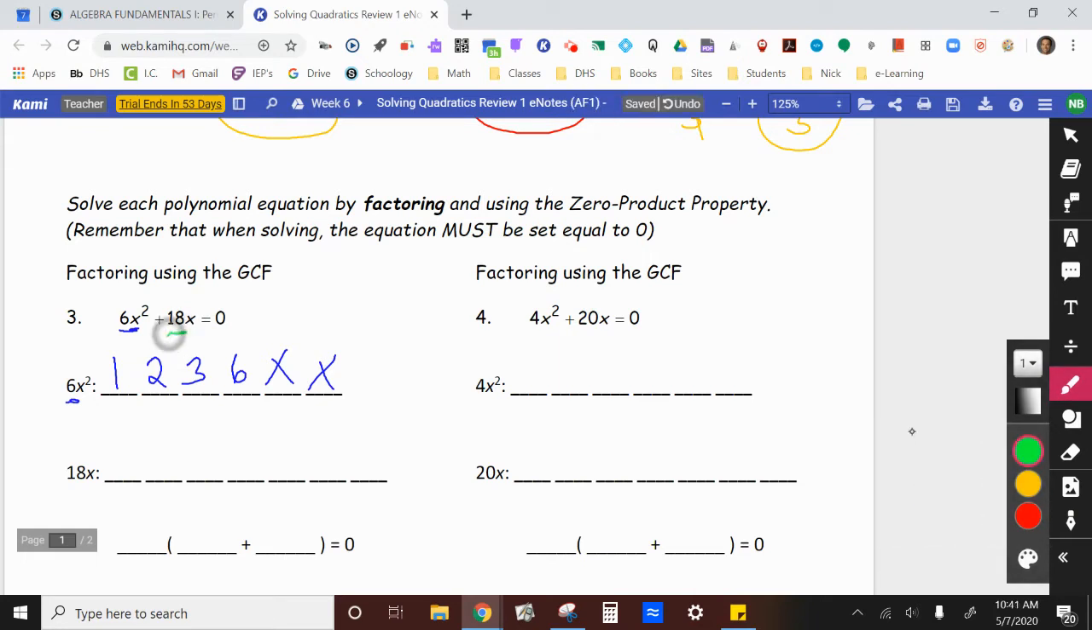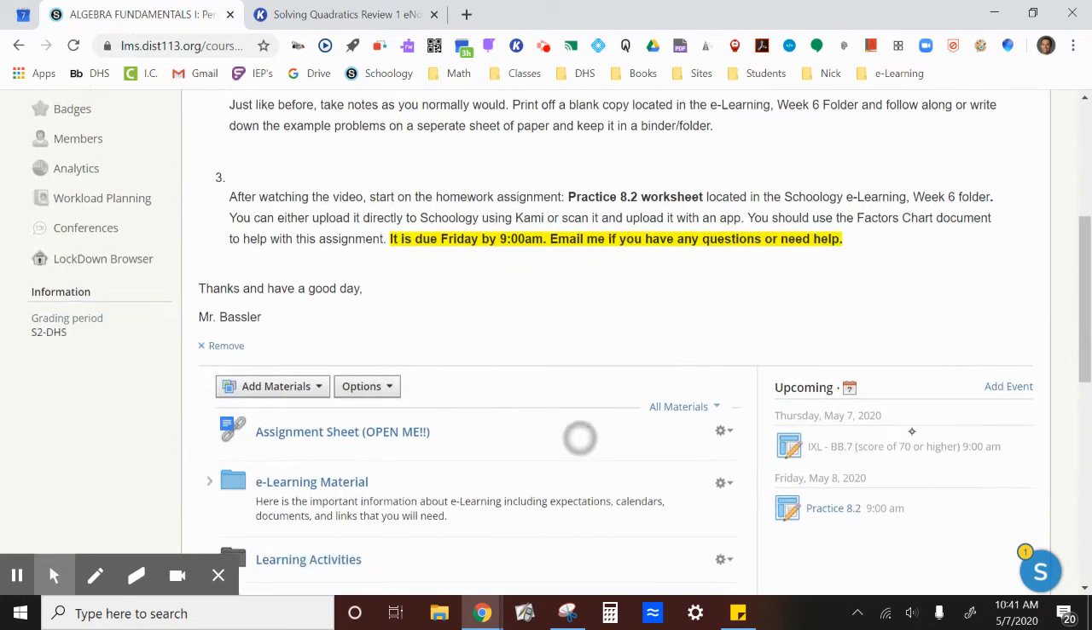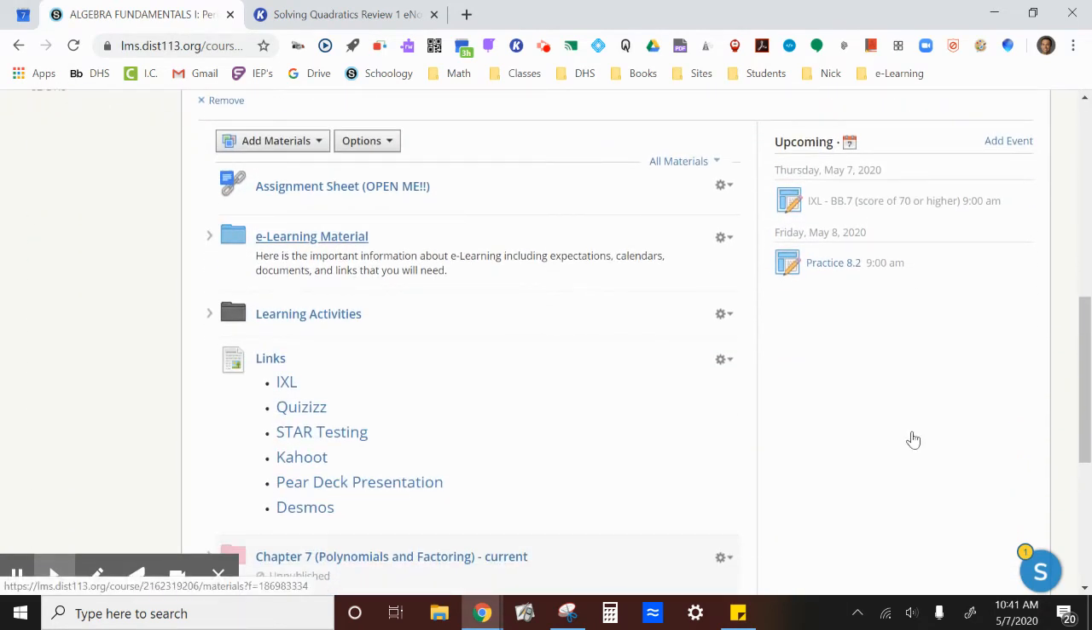And for my 18x, my factors are x, 1 times 18, 2 times 9, and 3 times 6. If we don't remember all these factors, that's okay. We have this factors chart. Hopefully you printed this out and have this handy.